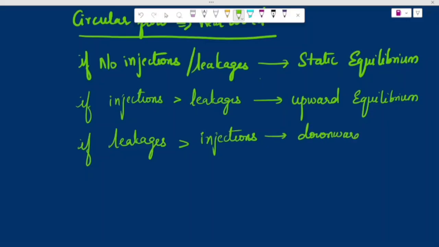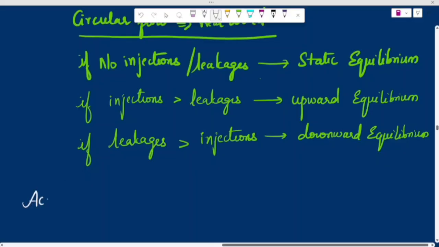So whenever you see these words in a question, you should come to the conclusion that upward equilibrium means injections are greater than leakages, exports are greater than imports. When you see the word downward equilibrium in the budget, economic survey or budget, you can come to the conclusion that leakages are greater than injections. If there is downward equilibrium, it means that imports are greater than exports. Fine. So we'll come to the last word of the thing which we are discussing.